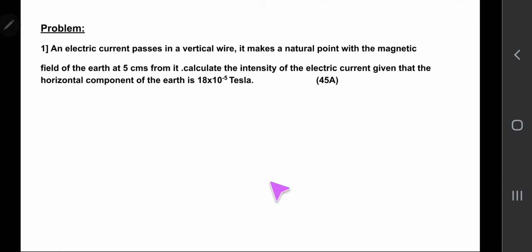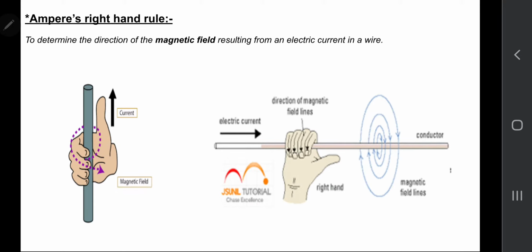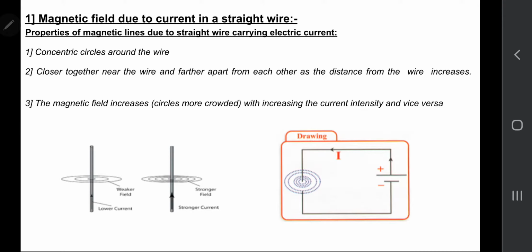If I have a point beside this wire and I need to calculate the magnetic flux density at this point, a point close to the wire or near the wire, I can determine the magnetic flux density at this point by using this formula: B equals mu I over 2 pi D.